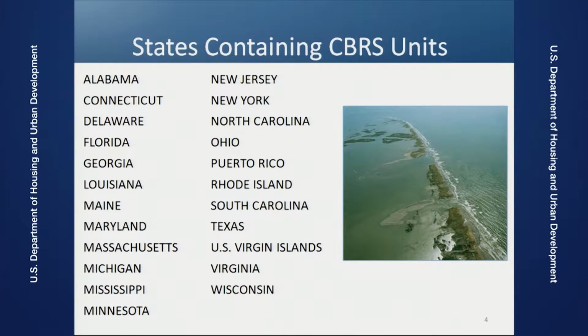Very simple. Okay, so here is a list of states that contain CBRS units. If your project is located in one of these states, then you're going to go on to the mapper. If your project is not located in one of these states, you are done. You don't have to go any further. You are in compliance with the CBRA.